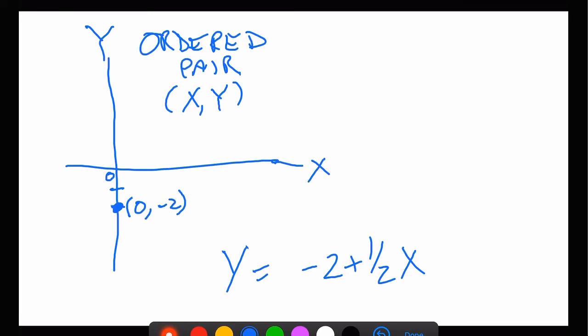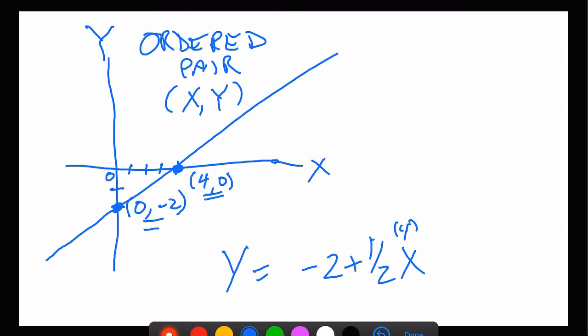If x is 4, half of 4 is 2, minus 2 plus 2 is 0. So if x is 4, y is 0. That's the point (4, 0), the ordered pair. And knowing that this is a straight line, we could then draw that line through those points, and that would be our equation. The trick here is I'm reminding you of these ordered pairs.